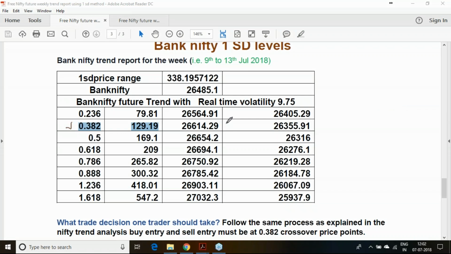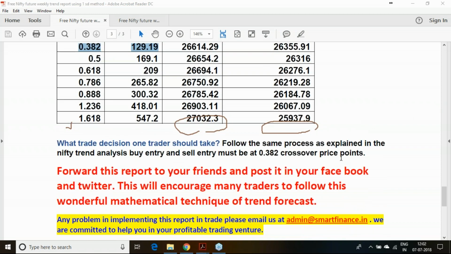If Monday's breakout gives 26,600 above, buy along with the 26,600 put option. If it gives you a downtrend breakout, 26,356 below, then you sell along with a call option. And just observe these levels.